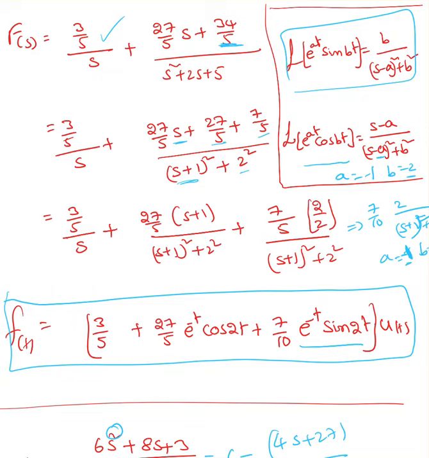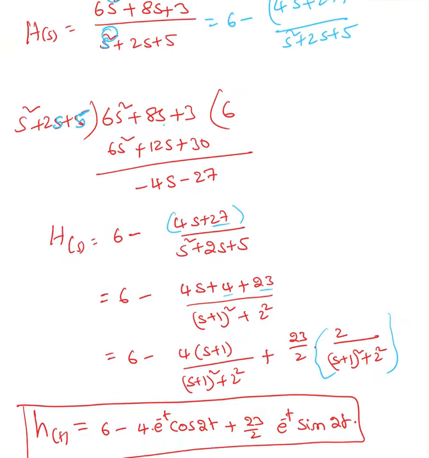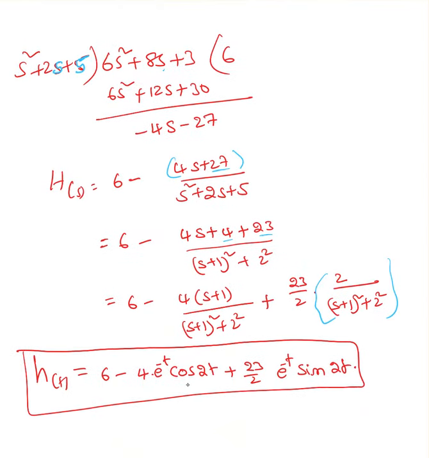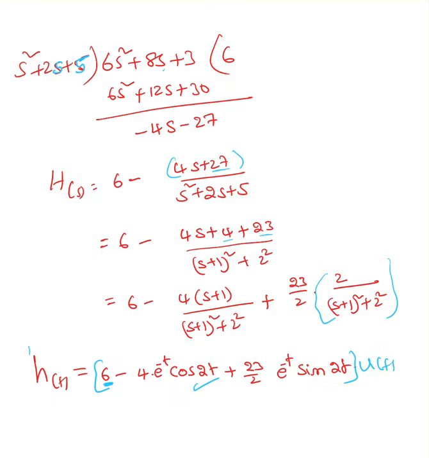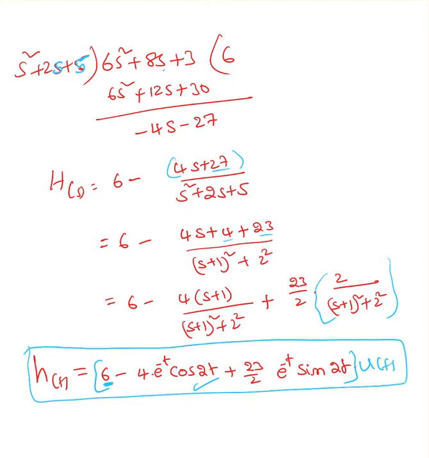So e to the power of at cos bt equals (s minus a) over (s minus a) squared plus b squared. So 4 times e to the power of minus t cos 2t, and this is 23 by 2 e to the power of minus t sin 2t. And if you have a constant, it's not a good idea to leave it as it is. Since it's a time domain function, I'm going to multiply that with u of t. Okay, thank you. This is the fourth category.